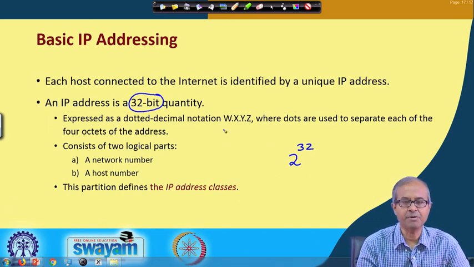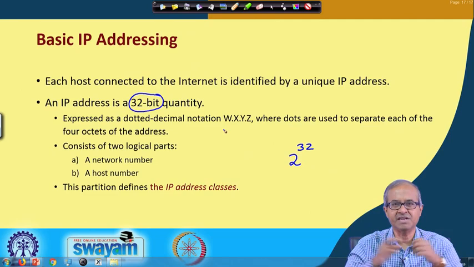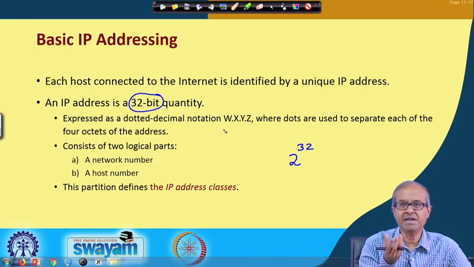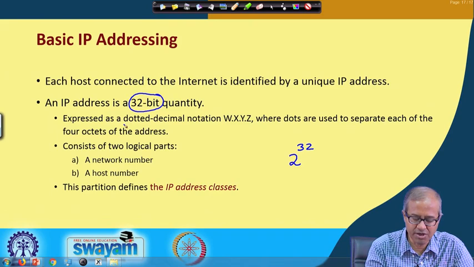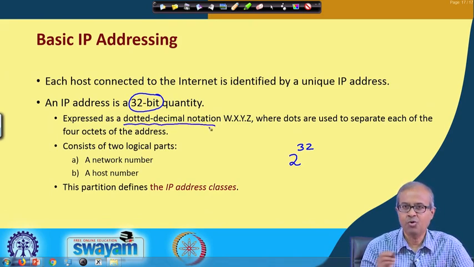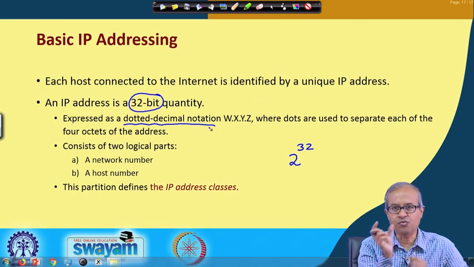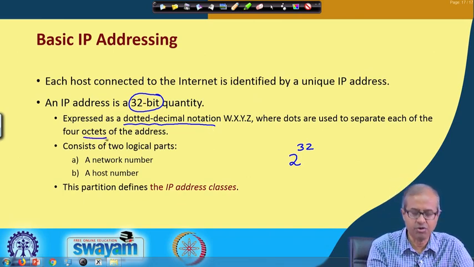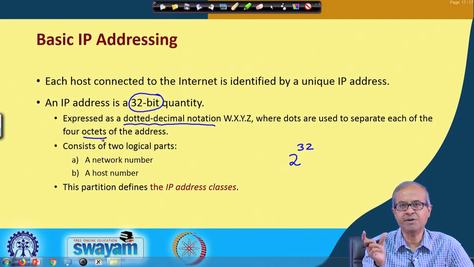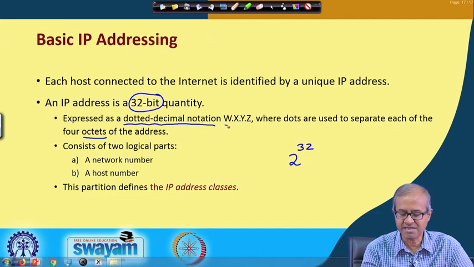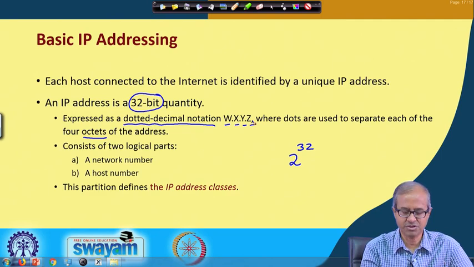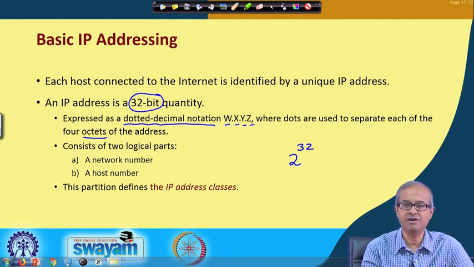Now, here I will take an example. This 32-bit number or address is a little difficult to remember: 0101, 1011, 32 binary digits. So, to make it a little concise, there is something called dotted decimal notation, where you divide the 32 bits into 4 bytes, which are called octets, and each of these 8-bit quantities you express in decimal, and you write them as the decimal numbers w, x, y, z separated by dots. This is the so-called dotted decimal notation.